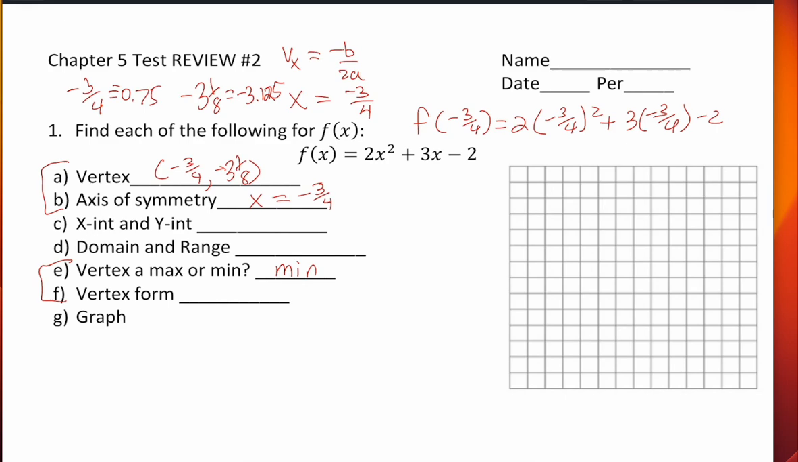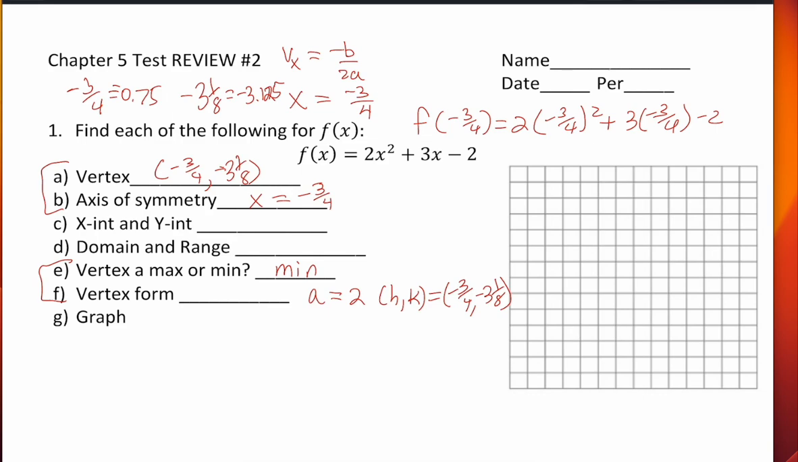Now let's talk about vertex form. We know that the a is 2. That's the same a value as in the quadratic formula and in the negative b over 2a. A is 2. H, K is our vertex. In this case, that's negative 3/4, negative 3 1/8. Sorry I didn't make this problem have a very nice vertex, but we're good to go.